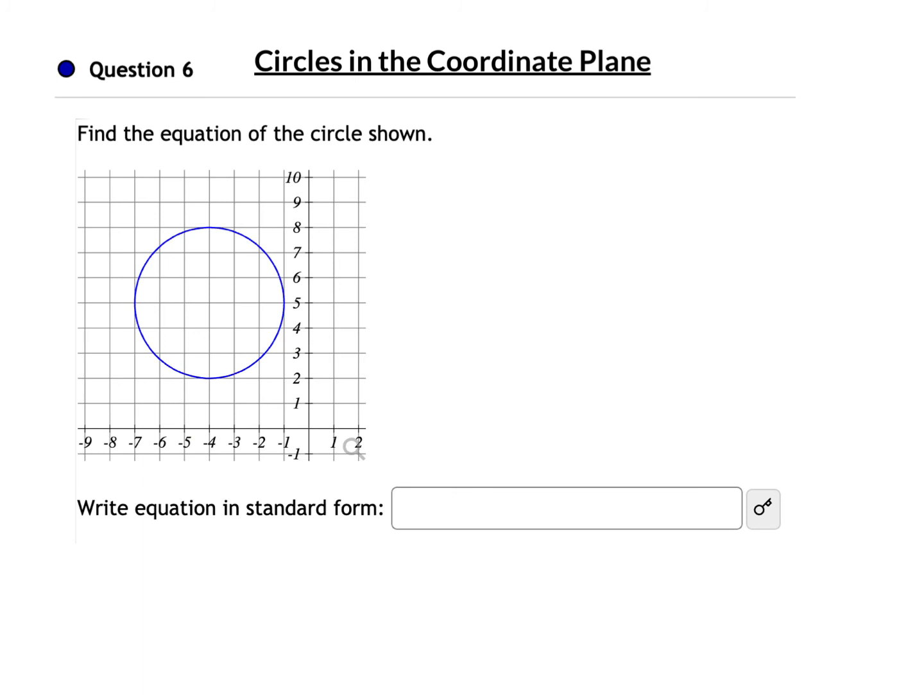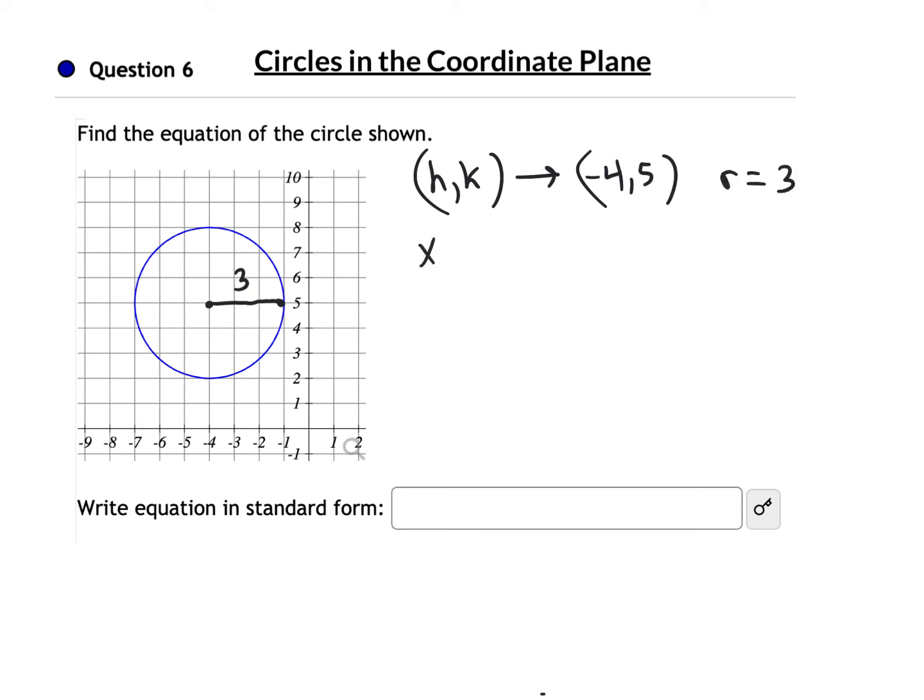Question 6, find the equation of the circle. We need two things here. We need the radius and the center. My h, k, the center, is negative 4, 5. My radius looks like it's 3.